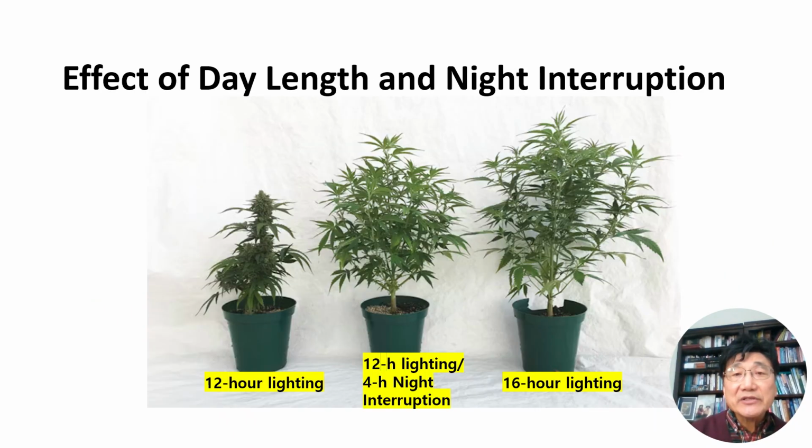This slide shows the night interruption and day length extension are both effective in keeping plants in their vegetative state. Growth characteristics of cannabis sativa grown with a 12-hour short day, 12-hour day plus 4-hour night interruption lighting is the middle position, and the 16-hour day extension is the right position. You can compare the size of the plants.